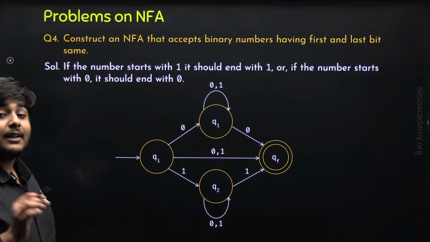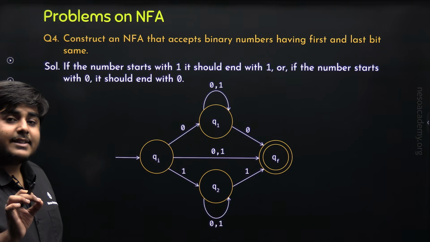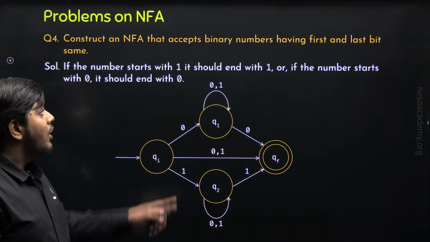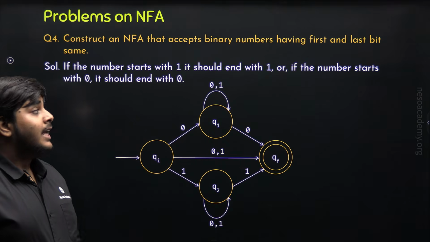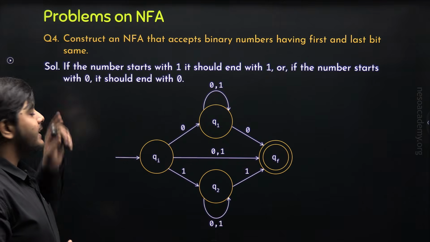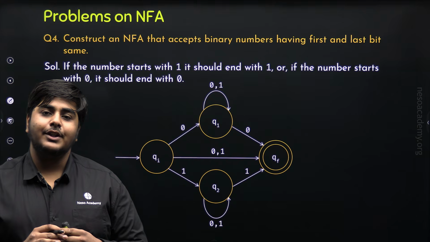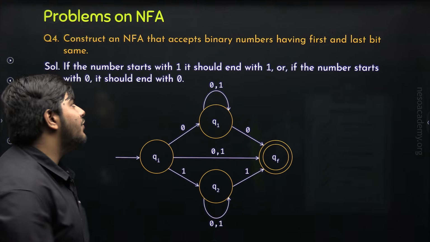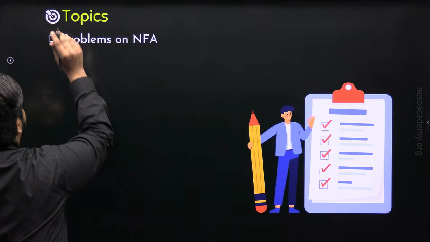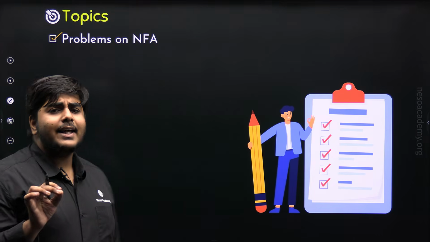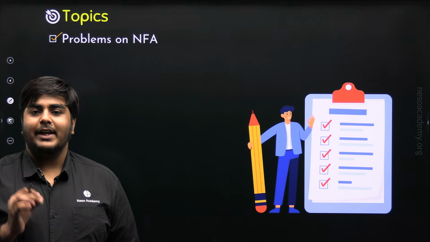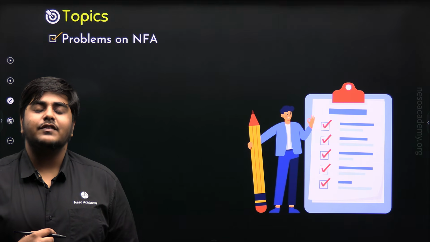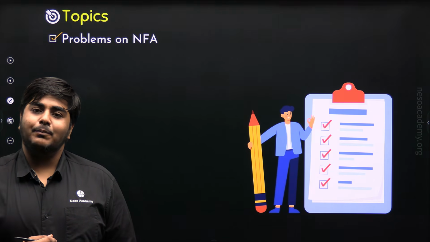This is the complete and valid transition diagram of NFA for accepting the binary numbers having the first and last bit same. I hope you have understood this diagram. In this way, we have solved all the 4 problems on NFA construction. But still there are few important problems remaining, and in the next lecture, we will try to cover all the remaining problems.